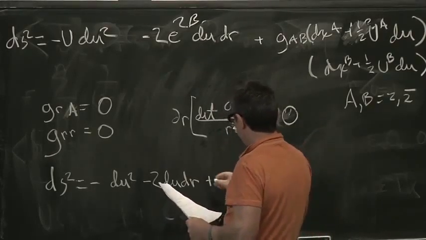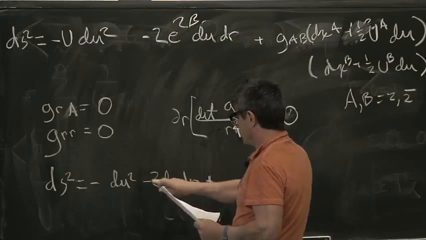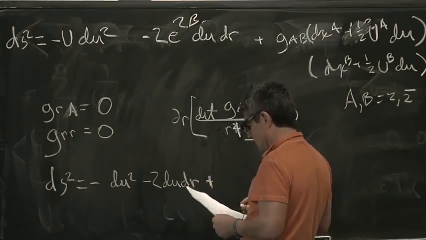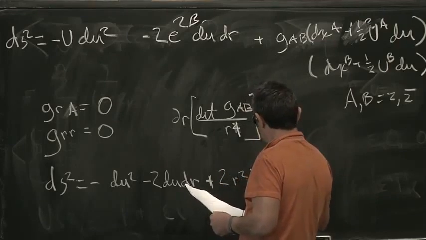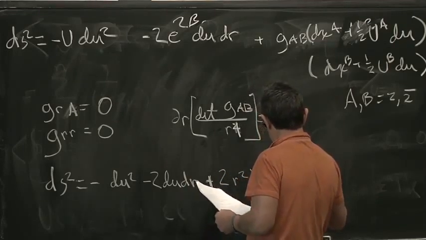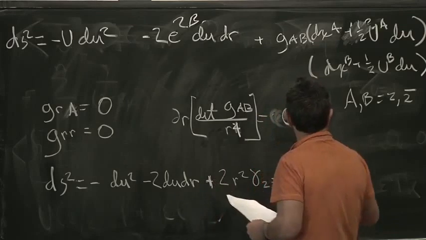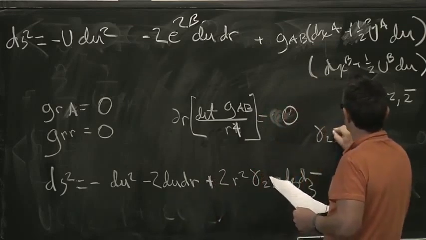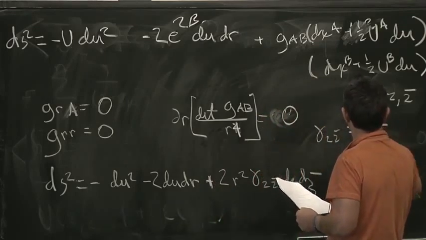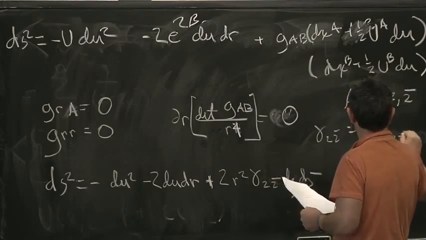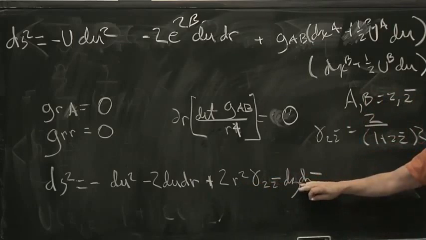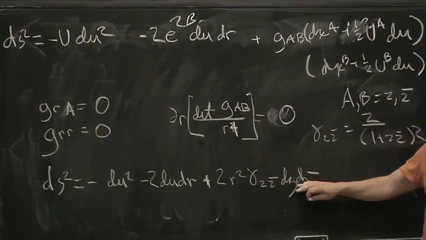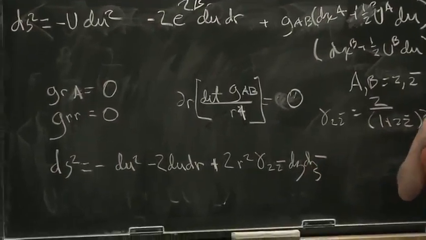So we start out with minus du squared minus 2 du dr plus 2r squared gamma z zbar dz dz bar, where gamma z zbar is the round metric on the unit 2-sphere. So this is the leading term at large r. This is flat Minkowski space. And now we're going to add corrections.